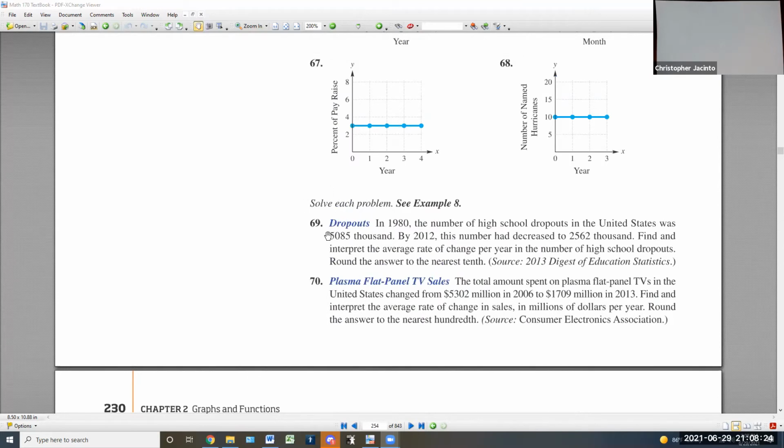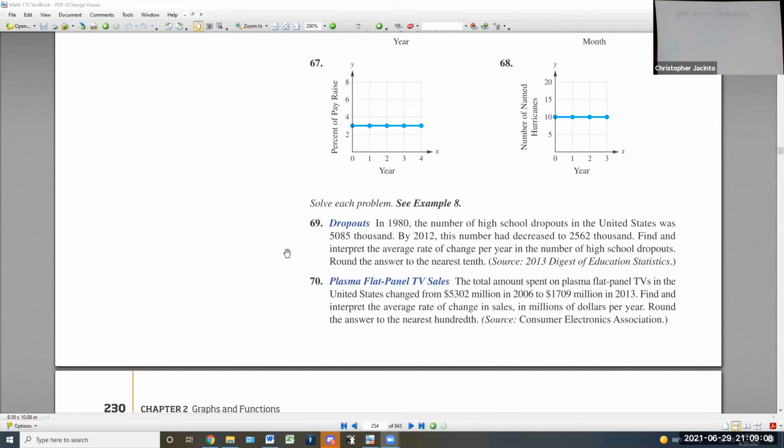So what I want to do is an example of how 69 is going to be. Okay. So all I'm going to do is just change the numbers. Okay. So let's say some dropouts. So let's say in 1970, the number of high school dropouts in the United States was, let's say, 6,000. Okay. By 2020, this number has decreased to, let's say, 5,200. Okay. Find and interpret the average rate of change per year in the number of high school dropouts.